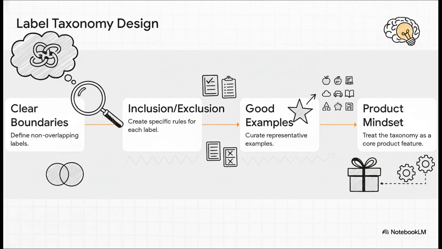That means you need clear, non-overlapping boundaries, explicit rules for what's in and what's out, and a curated set of perfect examples. And the golden rule? It's super simple. If a human expert can't apply your labels consistently, your LLM has no chance.